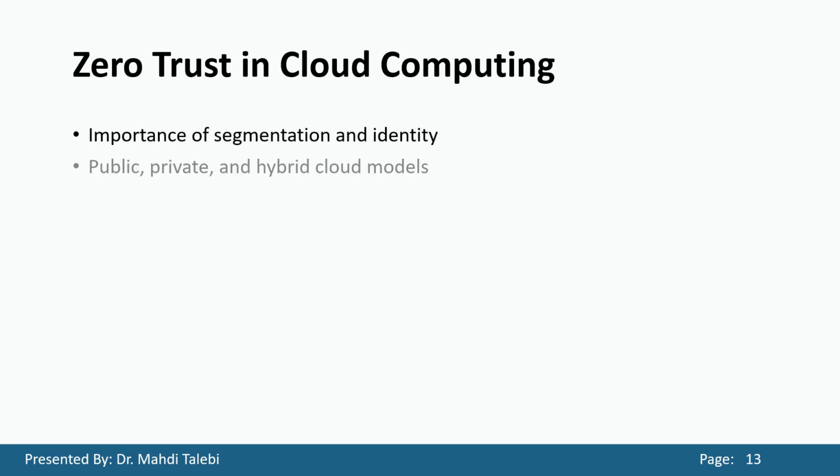As organizations increasingly adopt cloud computing models, applying zero-trust principles becomes essential in securing data and resources across public, private, and hybrid cloud environments. Segmentation and identity verification are critical components, ensuring access control to cloud-stored and transiting data. Public, private, and hybrid clouds each pose unique challenges and opportunities.